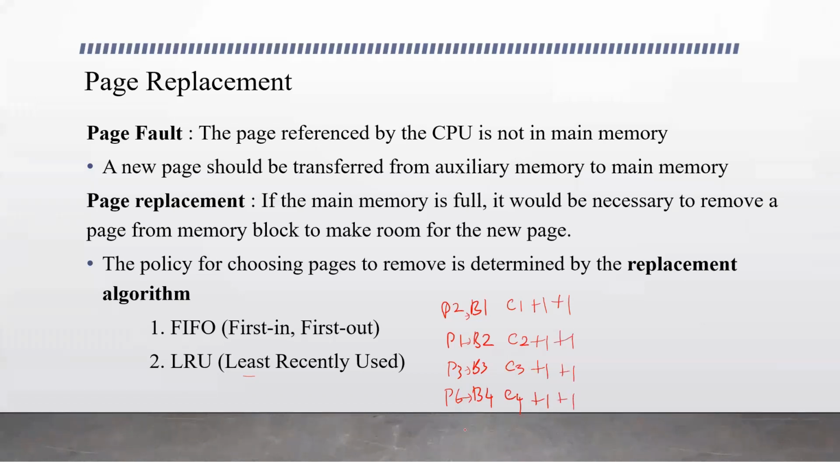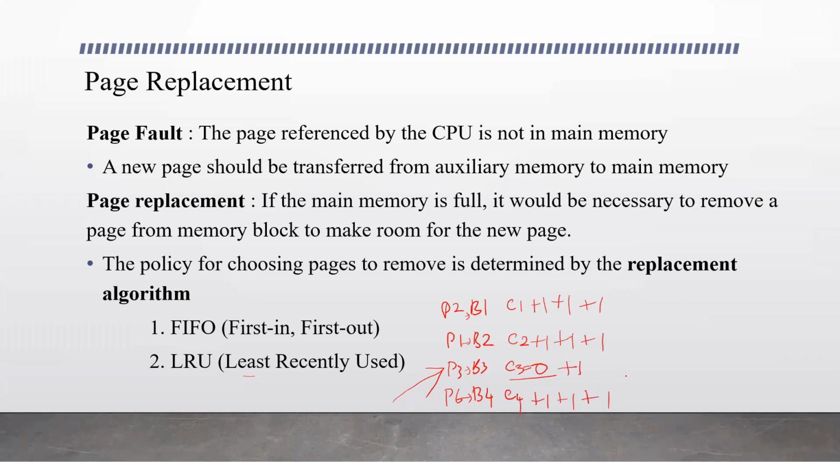When the CPU refers to a particular page, suppose the CPU now wants page 3 to execute, when it refers to this page, it clears this counter. So C3 is cleared to 0, because this is referred. When the CPU refers to it, it is cleared to 0. And the increment happens after a particular period, so it is incremented to 1.